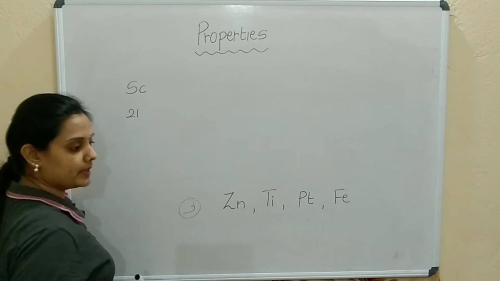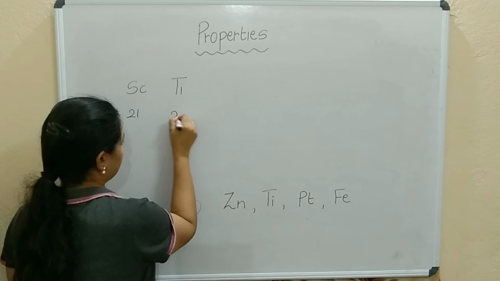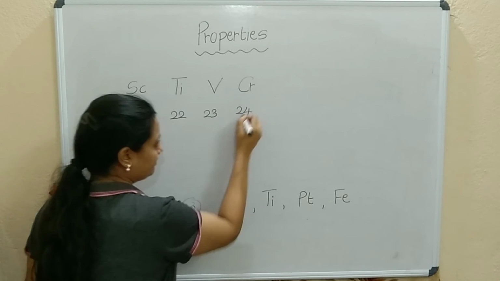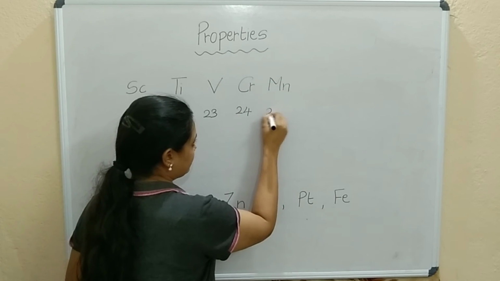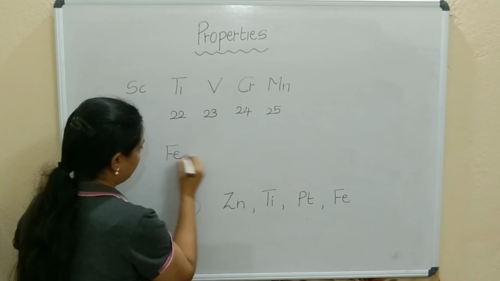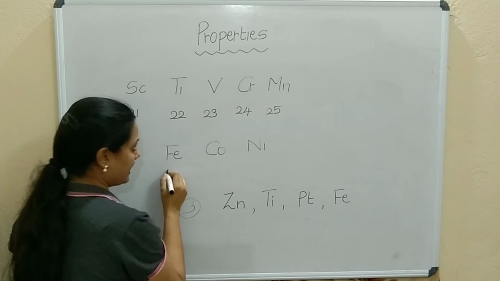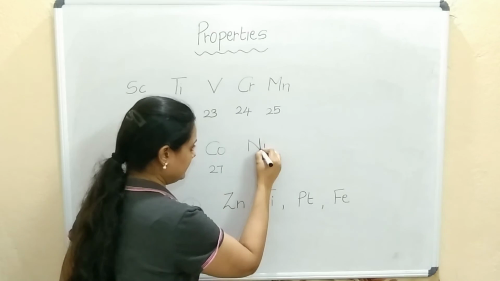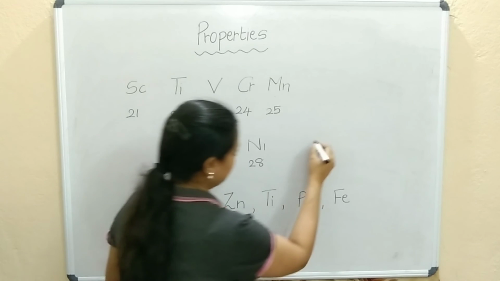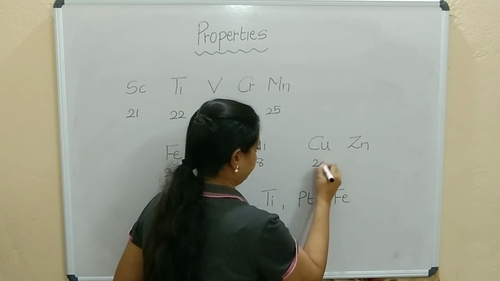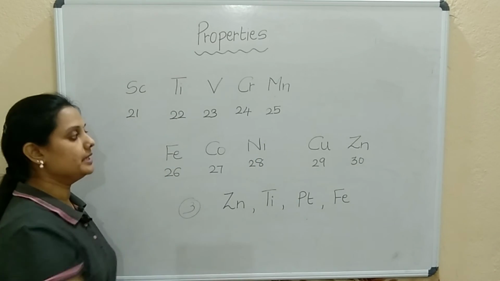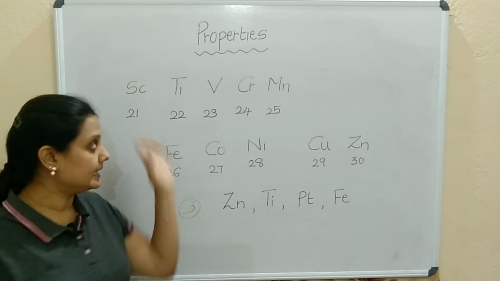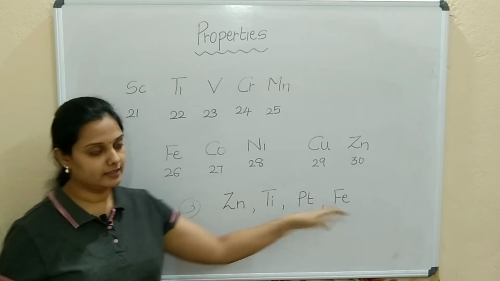Scandium, that is 21 atomic number, titanium 22, 23 is vanadium, 24 is chromium, 25 is manganese. Correct? Then it comes Fe, Co, Ni: Fe iron, 26 is the atomic number, cobalt 27, Ni, that is nickel, 28, and copper, zinc. So I have written here the 21 to 30 elements. How to remember this? Scati, Vikraman, Feconi, copper, zinc. That way you can remember.